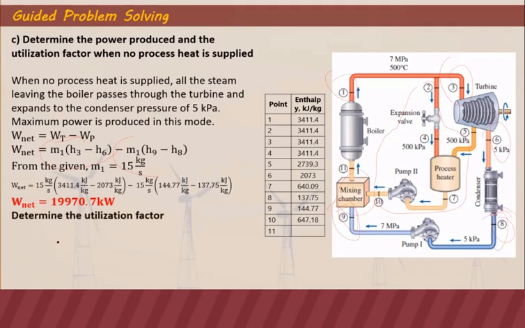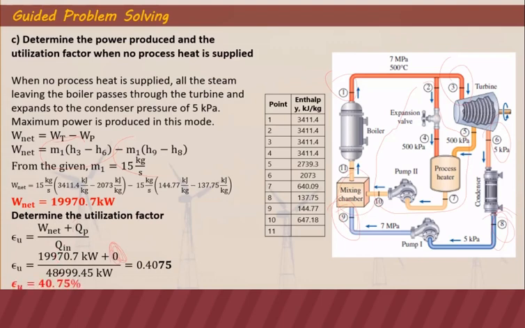And the utilization factor is just equal to (work net plus Q process) over Q in. Since there is no process heat, Q process is 0. So it will just be work net over Q in. So as you can see, it's just like thermal efficiency. So our utilization factor is 40.75%. So meaning only 40.75% of the energy produced by the boiler is being utilized. The rest is expelled or wasted.